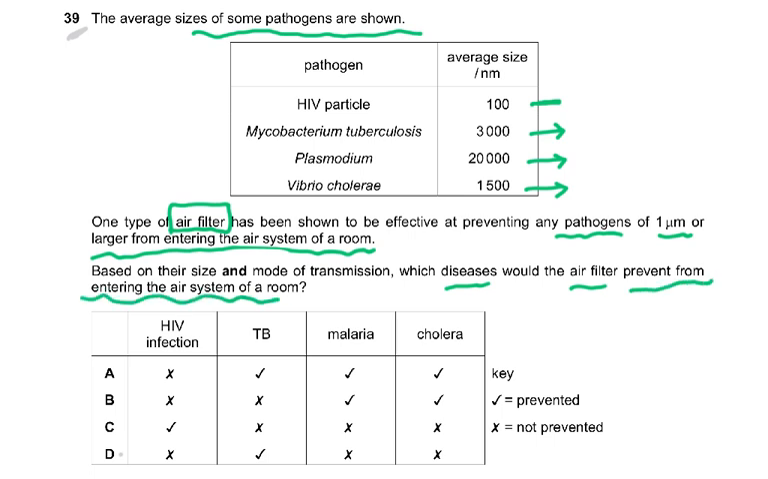Based on their size and mode of transmission, which diseases would the air filter prevent from entering the air system? First of all, which one is an airborne disease? HIV is not passed through the air. HIV is transmitted through sexual intercourse or through contaminated needles. It's only tuberculosis which is an airborne droplet infection. Plasmodium vector is malaria. Vibrio cholera is food and waterborne. So that is why the answer is D. The only disease it's going to prevent is tuberculosis. It's a very nice question. I was also confused about it when I read it the first time, and I thought, oh my God, what's going to be the answer?